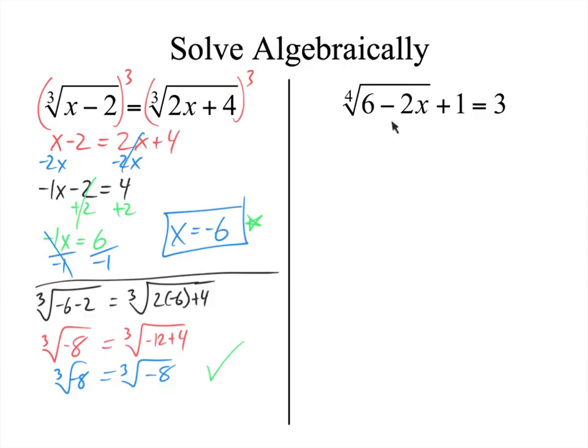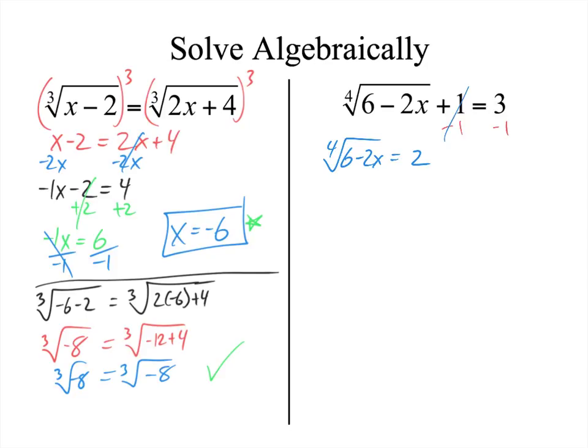Now, for this problem over here, we can move things around before we start getting rid of the fourth root. We can get rid of this first. So what I'm going to do is I'm going to minus the 1 over, leaving me the fourth root of 6 minus 2x equals 2.